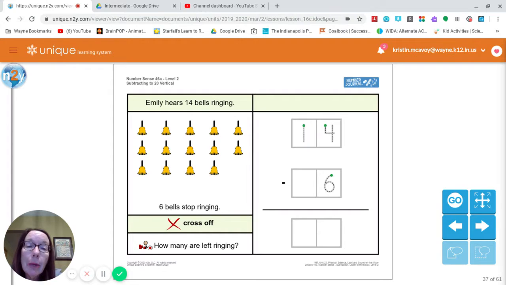Today, we are going to continue working on some subtraction. And this is the intermediate math activity for April 15th. So in this activity, we will be doing double-digit subtraction, and we have pictures to help support that practice.